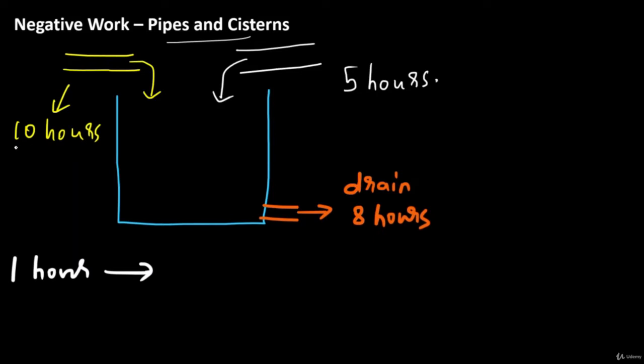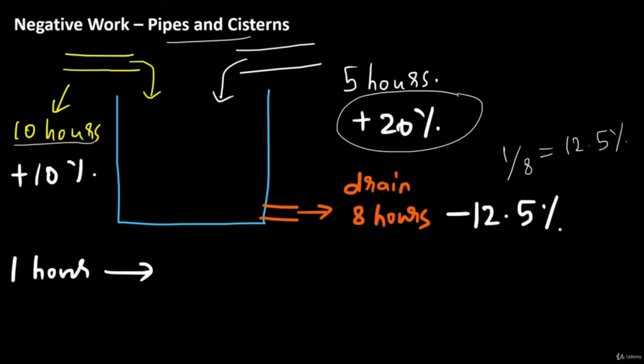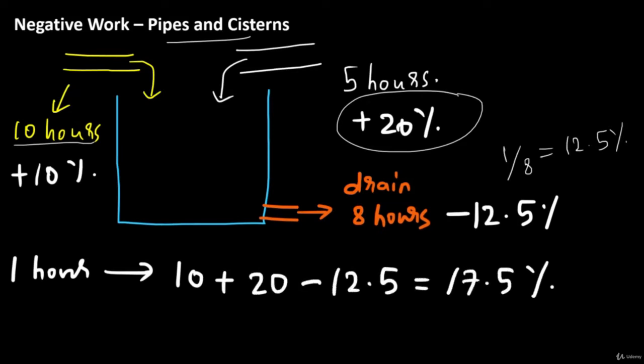Now, this pipe takes 10 hours to completely fill this tank, right? So in 1 hour, it would fill 1 by 10 or 10% of the tank. Similarly, this pipe would fill 1 by 5 or 20% of the tank, and this pipe would drain 1 by 8, which is equal to 12.5% of the tank, right? So in 1 hour, what is happening is 10 plus 20 minus 12.5, which is equal to 17.5%.